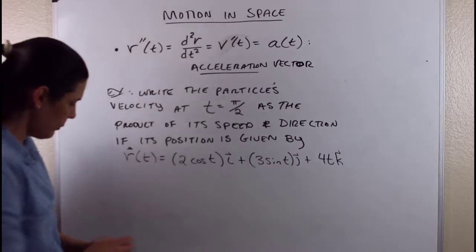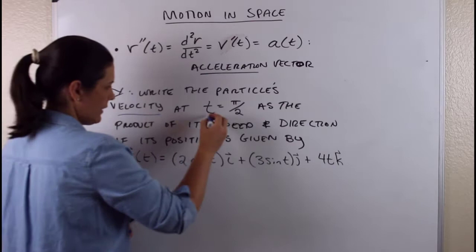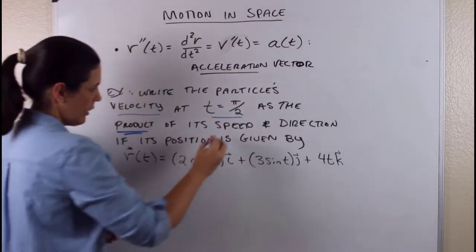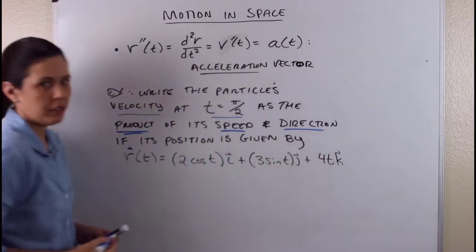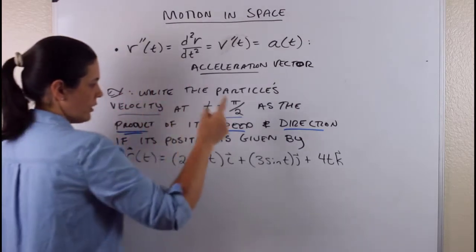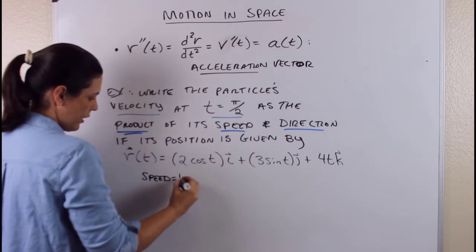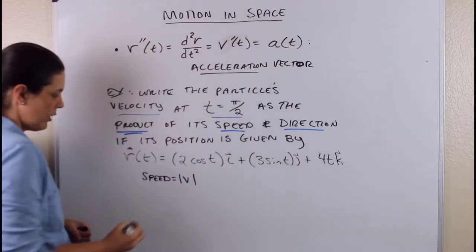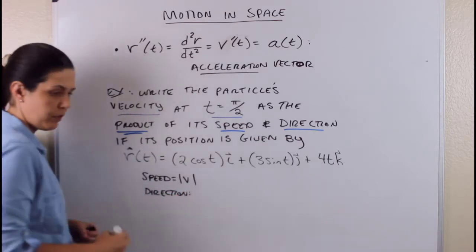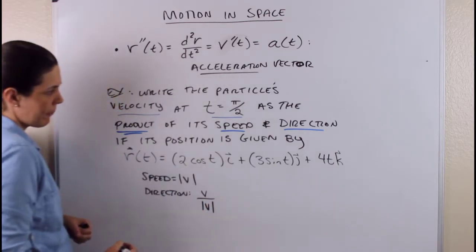Just identifying what's being asked of us: write the particle's velocity at this t value as a product. And the product has to be speed times direction. Identifying what we know, for speed we're going to need to find the magnitude of the velocity vector. The direction is going to be the unit vector of velocity, so v divided by its magnitude.